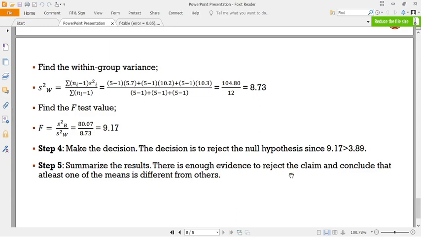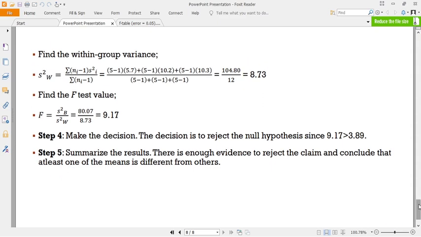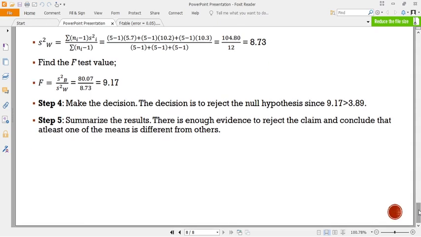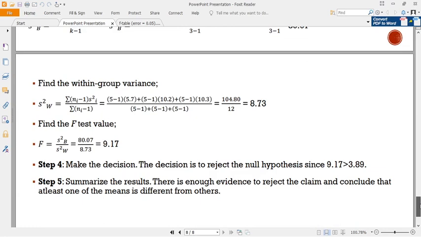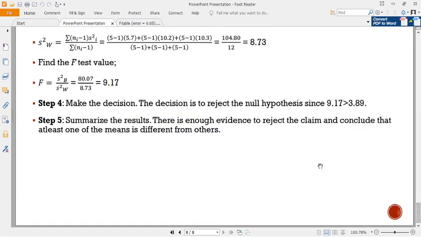And therefore, there is enough evidence to reject the claim and conclude that at least one of the means is different from the others, or at least one of the different techniques of lowering blood pressure is more efficient than the others.